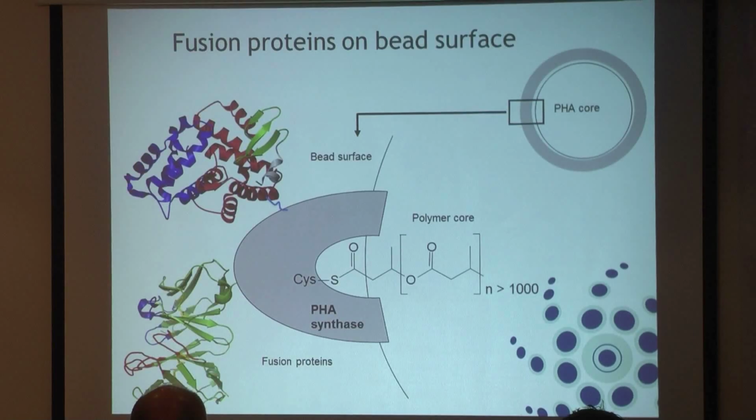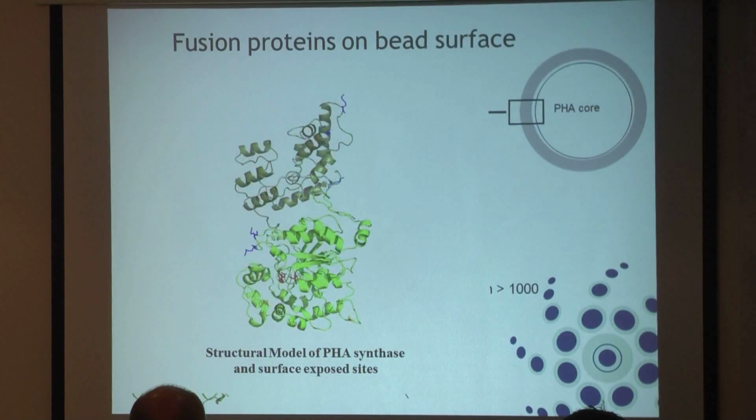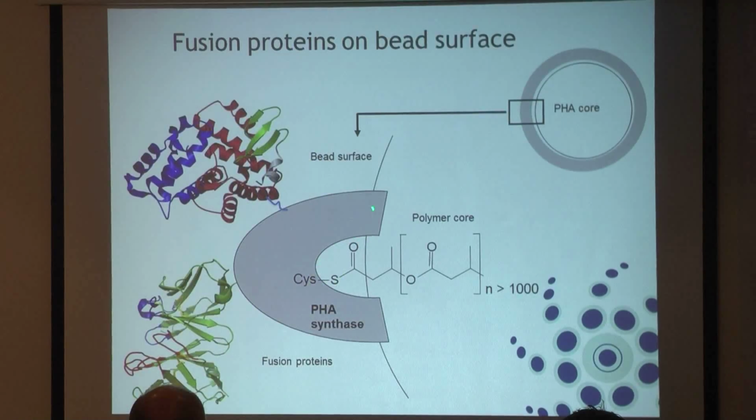You can have repetitive peptides. You can make your desired combination of protein functions at the surface of these particles. I have to go back just 1 second. The protein is anchored covalently. This is a natural covalent link to a polymer support done within the bacterial cell, and that's what we are harnessing in our bioengineering approach.